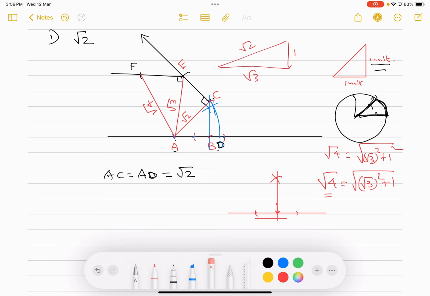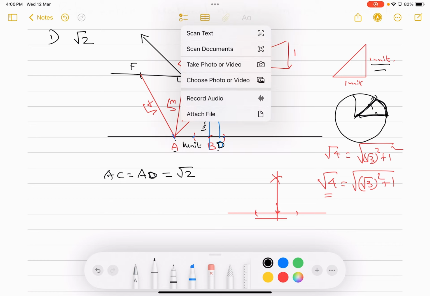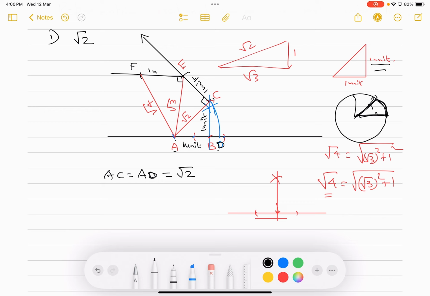Ma'am, C to E and E to F are the same measurement? Yes, 1 unit. Everywhere we are continuing with 1 unit only. This is 1 unit. This is 1 unit. Here 1 unit. The same unit we are continuing here, to make this right triangle. Understood? The base is the other line. So here also use a perpendicular line.